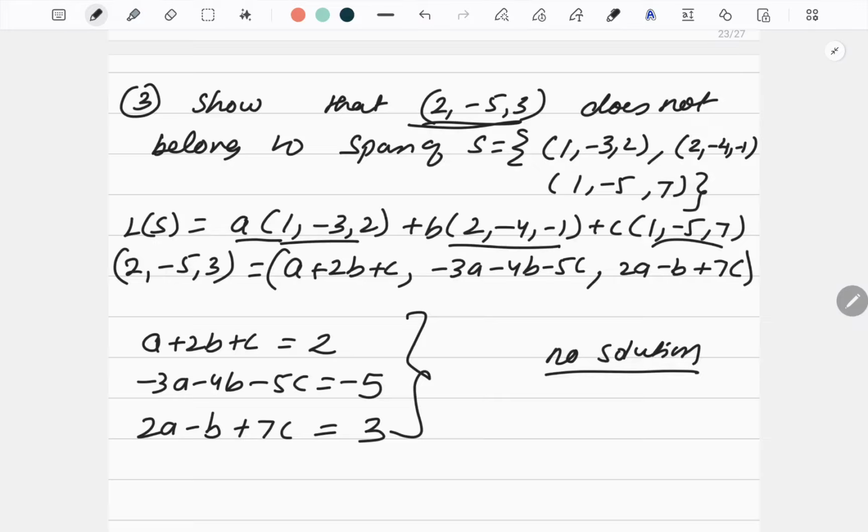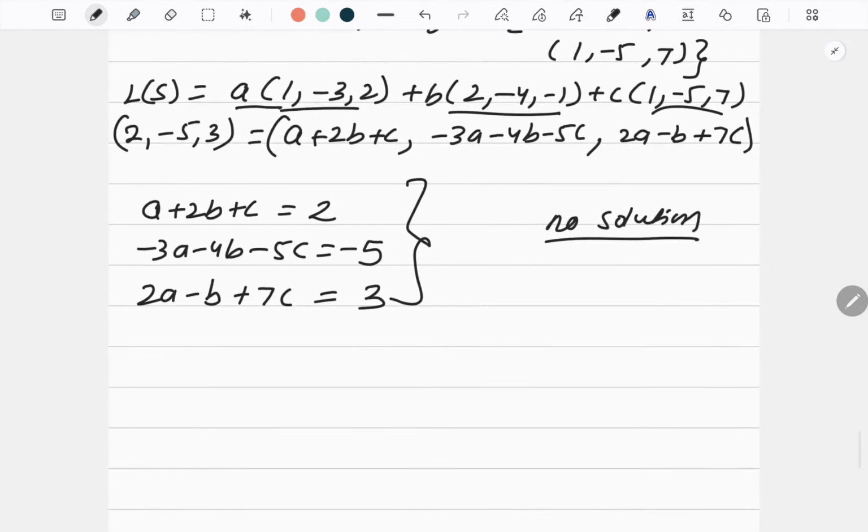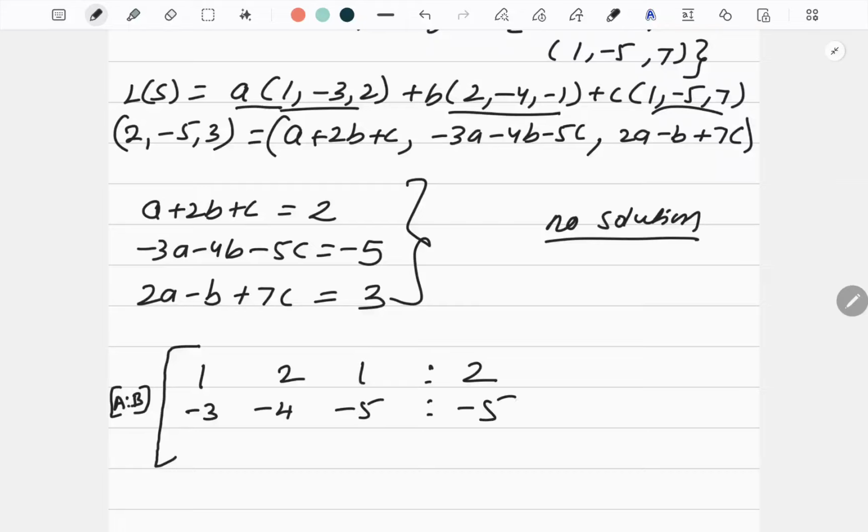Now if you don't want to solve it by calculator, then what is the other way? The other way, which you have already learned earlier, is to express it as an augmented matrix [A|B]. If you have any doubt on this system of equations concept, there are videos for system of equations under linear algebra that you can access to understand the basic concept. So 1, 2, 1, 2, minus 3, minus 4, minus 5, minus 5, 2, minus 1, 7, 3. Now I will reduce this matrix to the echelon form.